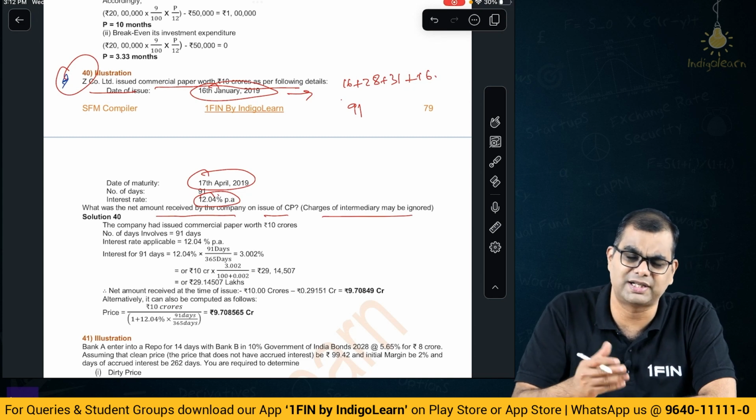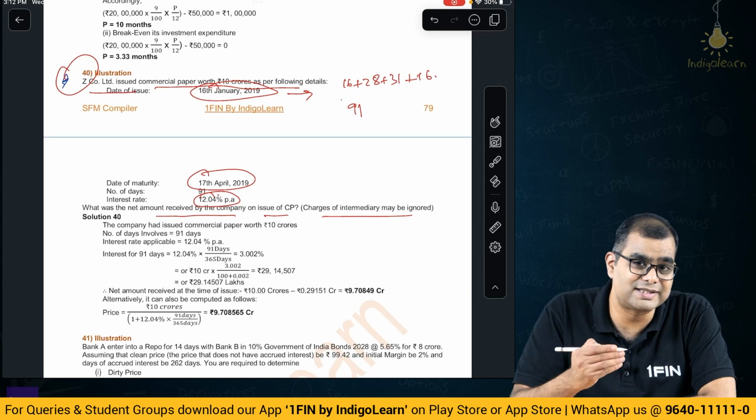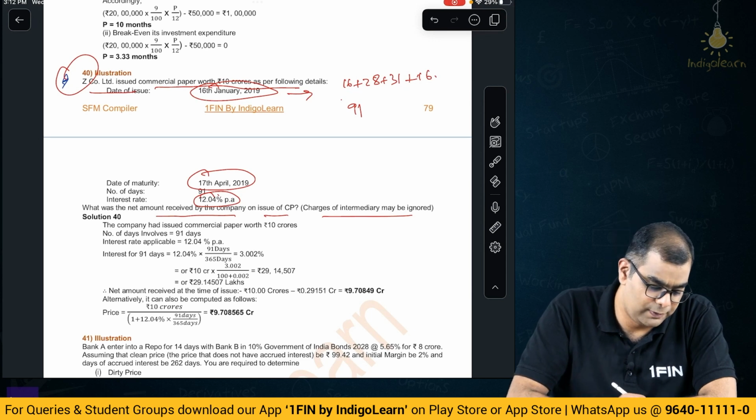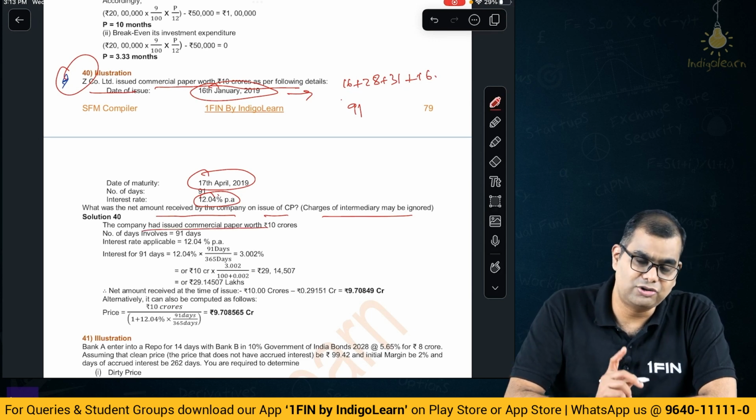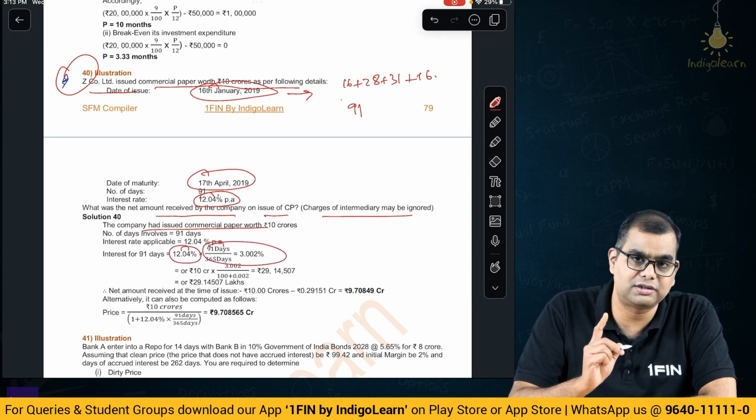So, there are usually intermediary charges which may be ignored. So, interest rate is 12.04. The proceeds are received after subtracting the interest. So, when you get a problem like this, you should be very careful. First, what is the interest applicable for 91 days?